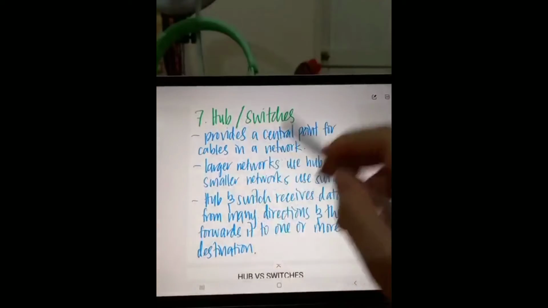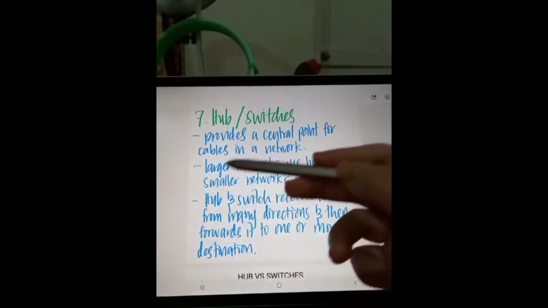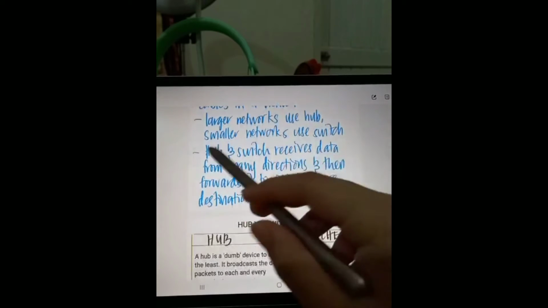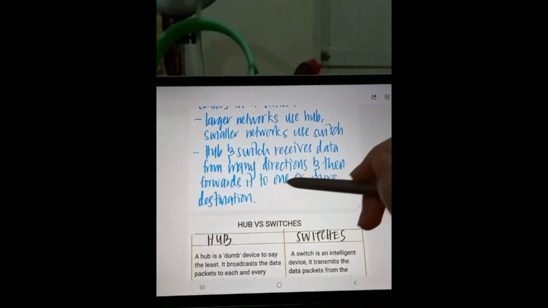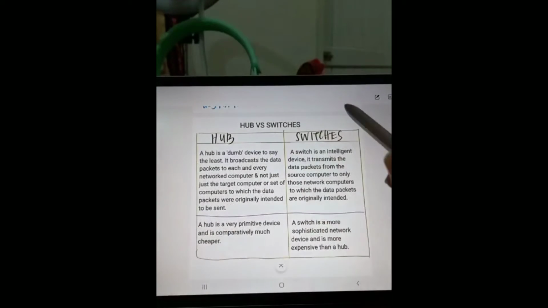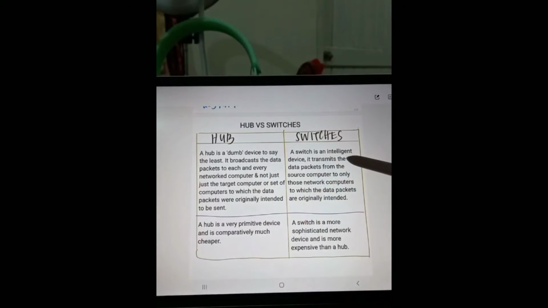Well, how about hubs and switches? They provide a central point for cables in a network. For example, larger networks use hubs and smaller networks use switches. Hubs and switches receive data from many directions and then forward it to one or more destinations. So here is the comparison between hubs and switches. You can read through the information I have provided.